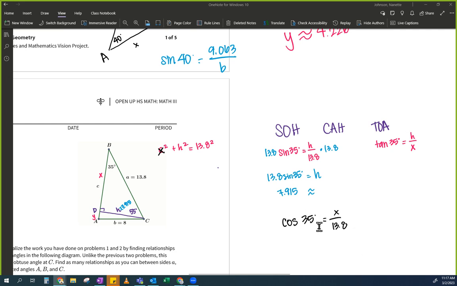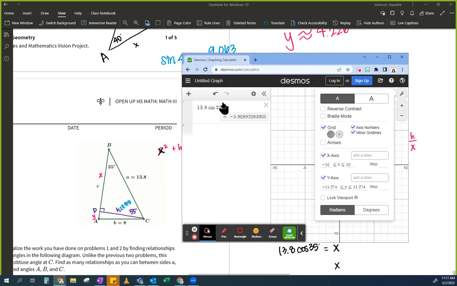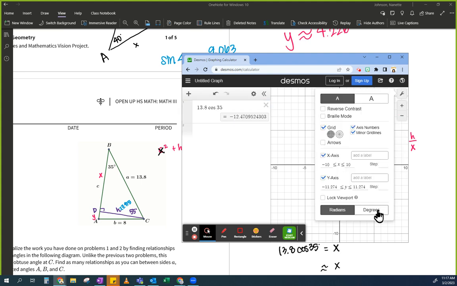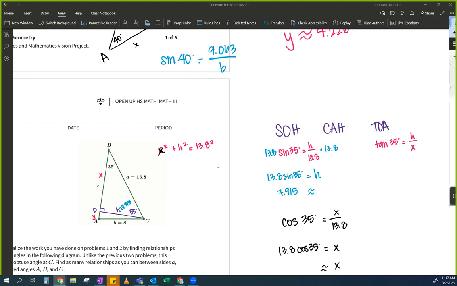Okay, so this is why Miss Johnson would choose it, but could you use TOA? Absolutely. Could you use the Pythagorean theorem? Absolutely. Should you get the same exact answer? Exactly. So I'm going to actually prove that right now. So of course we just say x is equal to 13.8 cosine 35 degrees, and whatever that is. So x is about something. So I'm going to bring this guy back. I'm going to be lazy, and I'm going to just type in cosine here. I'm going to remember to switch this back to degrees to make it right. So it's about 11.304.